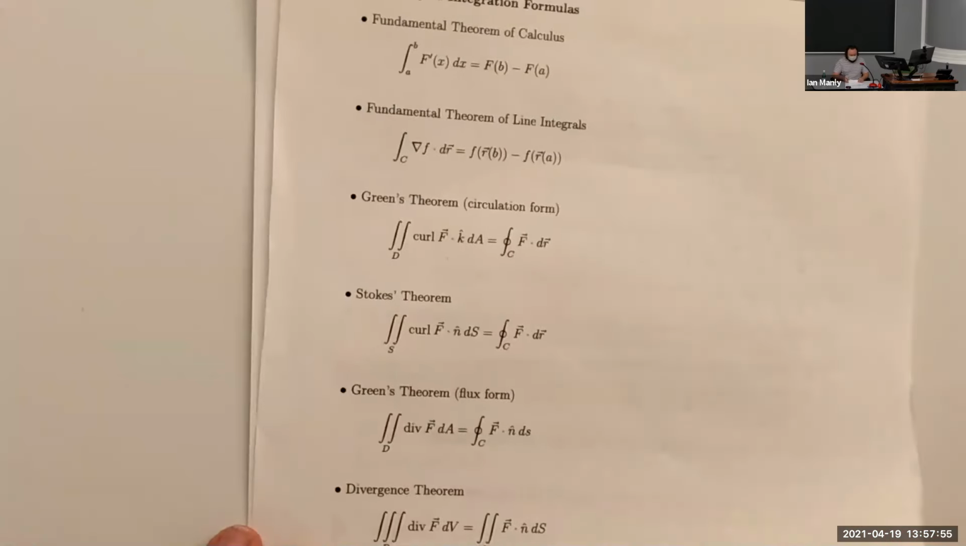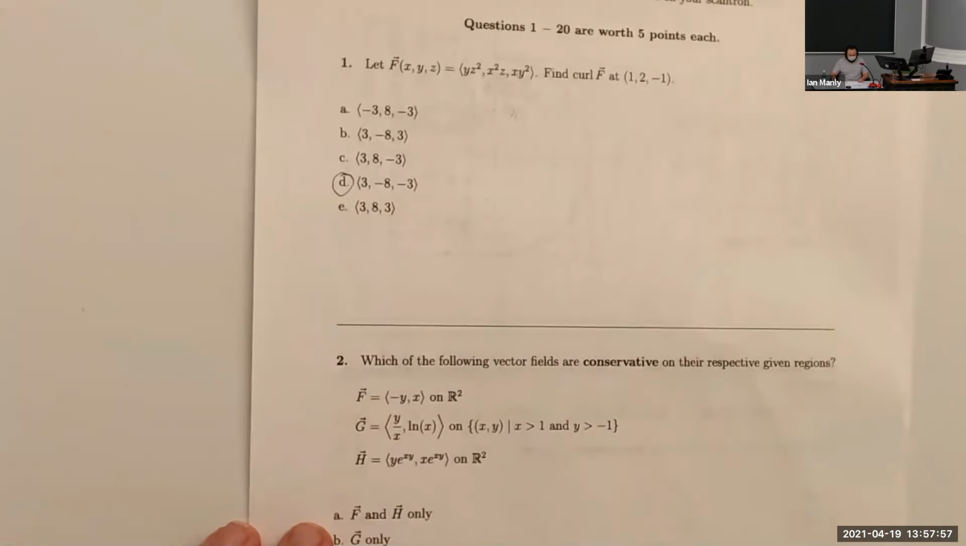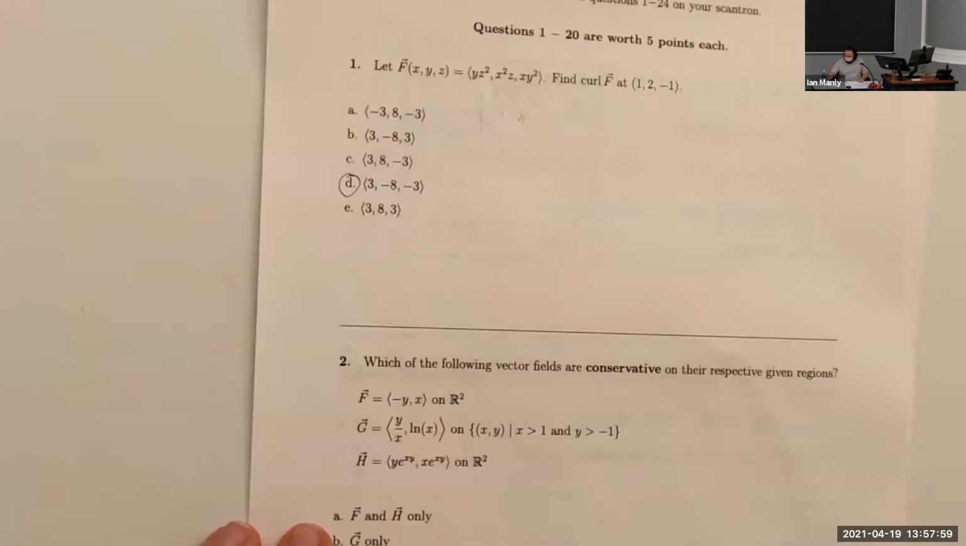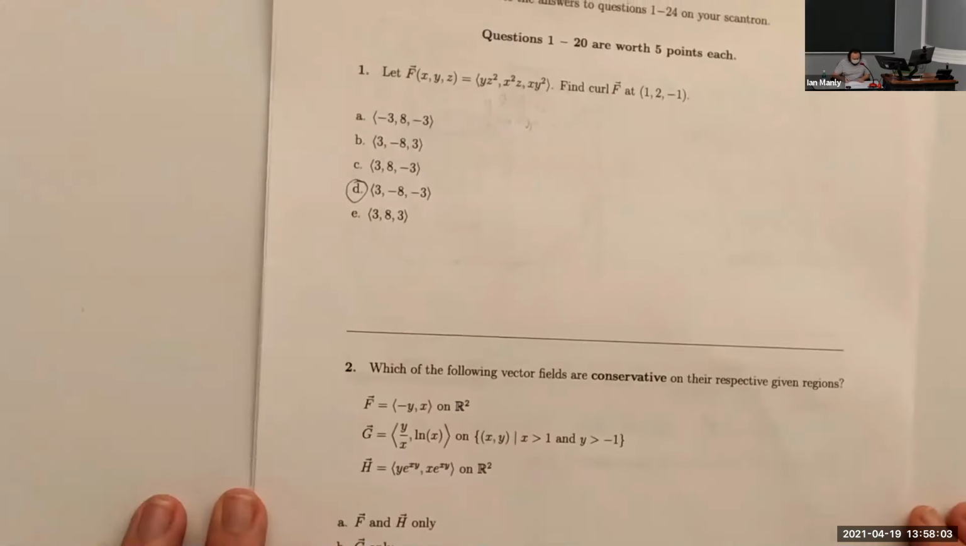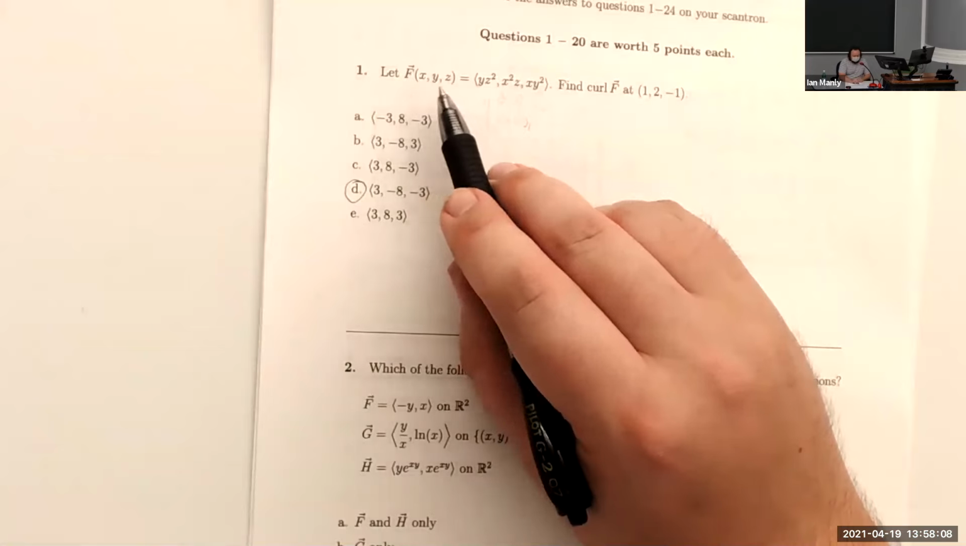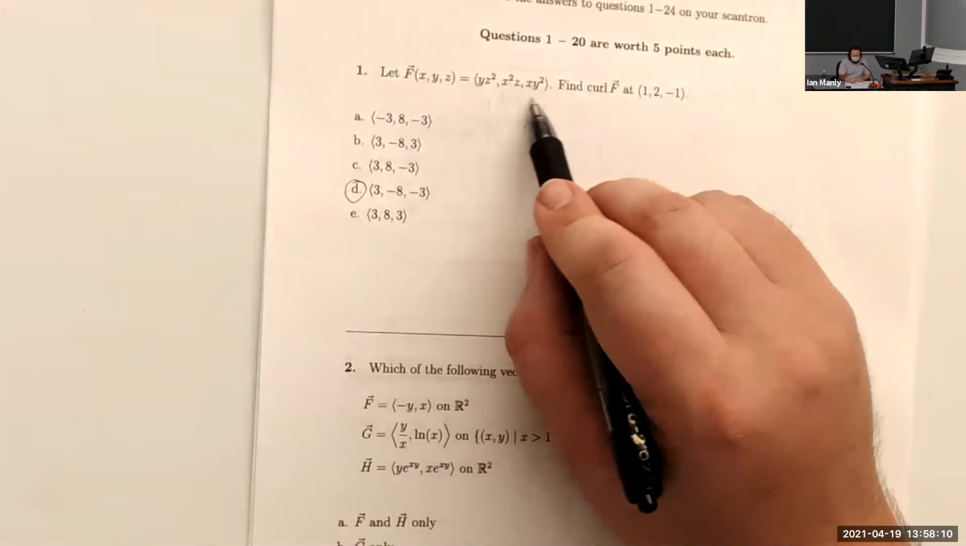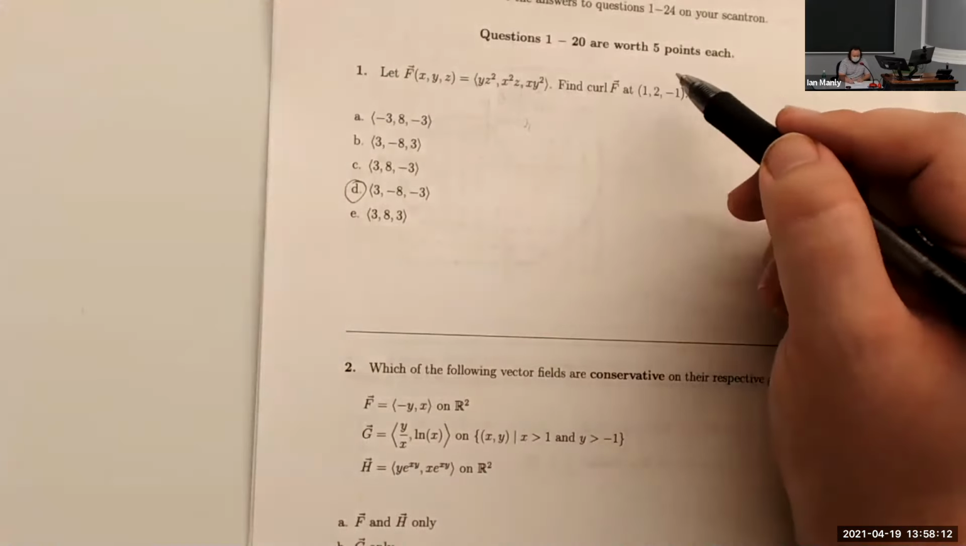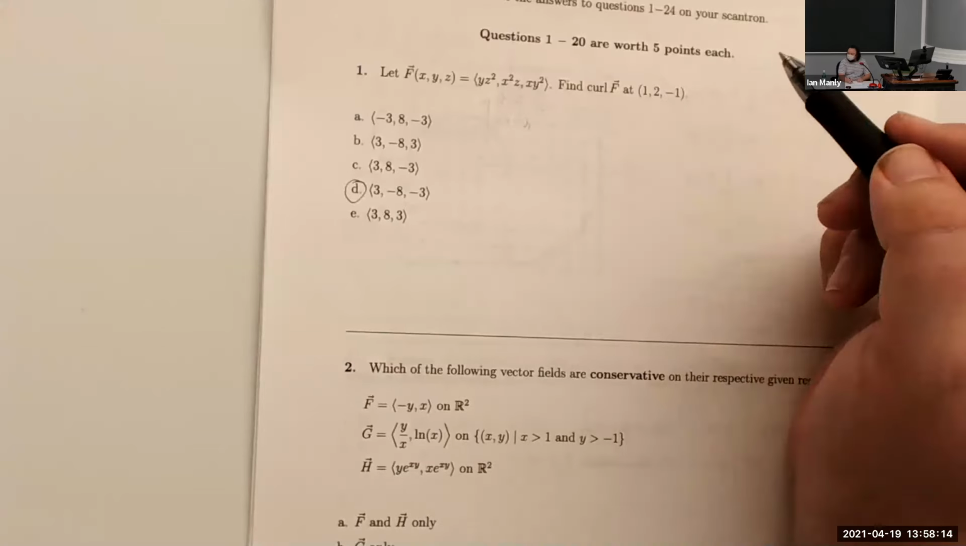All right. So with that being said, let's keep this in the background. Let's remember that we have it, and let's go ahead and go over the exam here. All right, so let's get started. Suppose we have a vector field f of x, y, z, and it's this vector field here. Find the curl of f at (1, 2, -1).